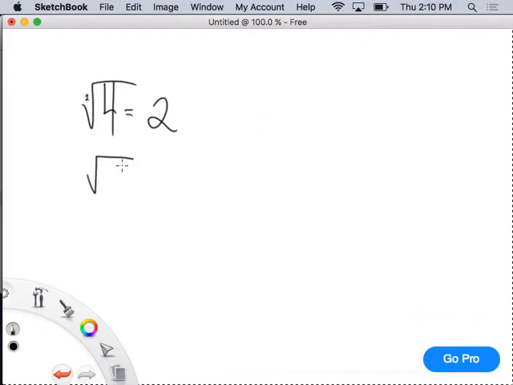What if I wanted cube root, like cube root of 8? What would I put right here? A 3. What's the cube root of 8? 2. Why? Because 2 times 2 times 2 is 8, right? That makes sense? Yeah? Okay. Cube root of 8 is 2.